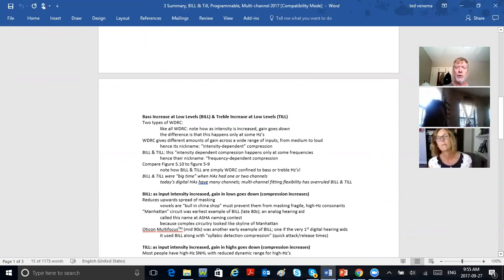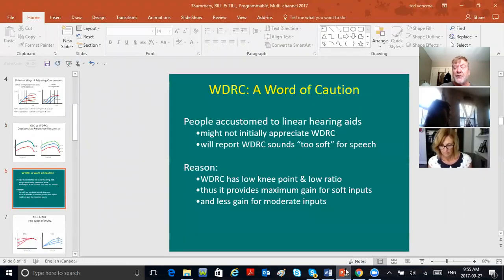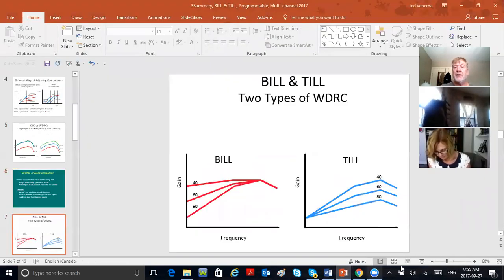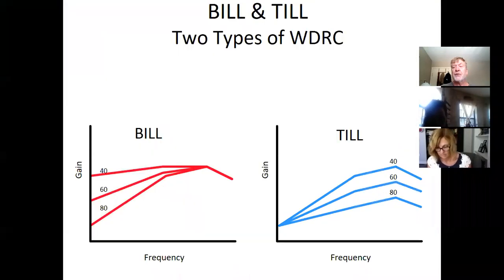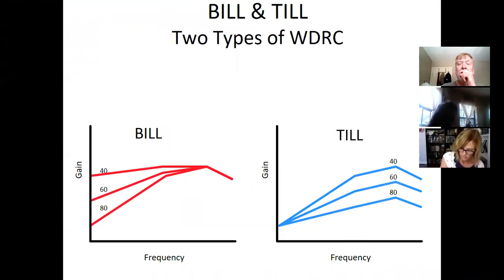Bass increase at low levels, treble increase at low levels. In English, what does this mean? When you look at Bill and Till, basically, here you go. I'm going to let you see this whole screen here. This is Bill on the left. This is Till on the right. Remember the picture? Remember I showed you?